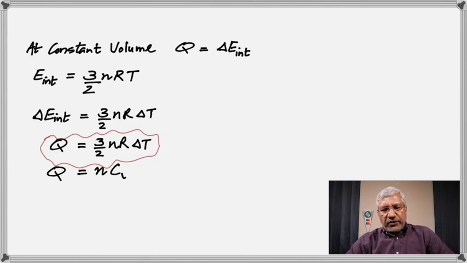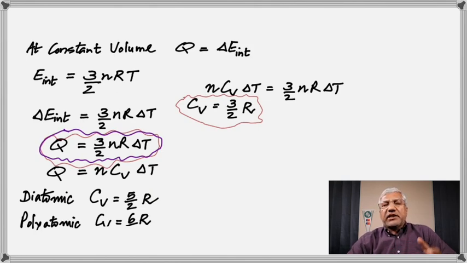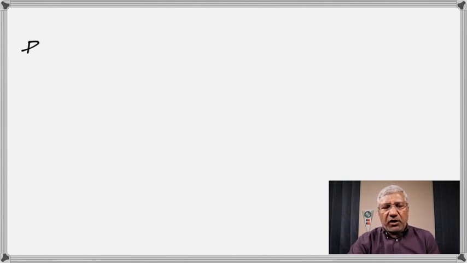Or there's another formula, which we had done, nCv delta T. So we can put both of them equal to each other. And if it's diatomic, it's 5/2 R. If it's polyatomic, it's 6/2 R. The 2 is missing there. Okay, 6/2 R. So we know all of that.